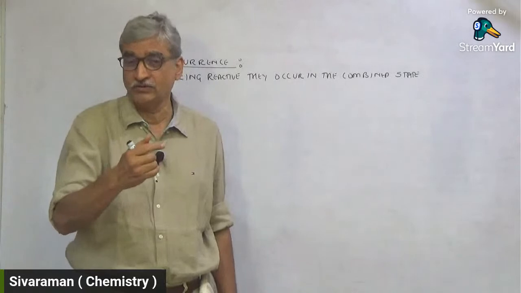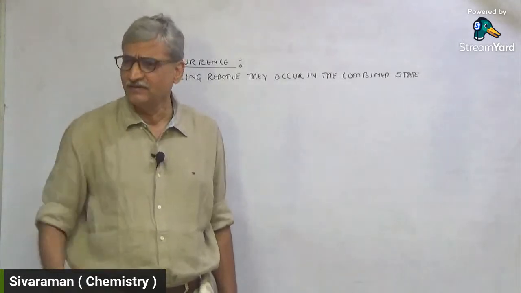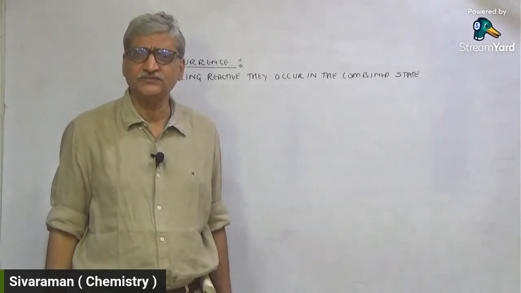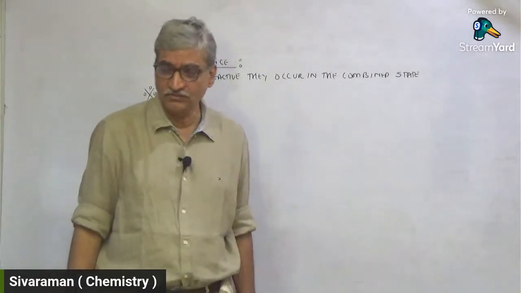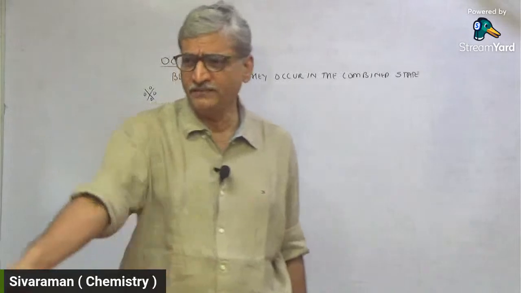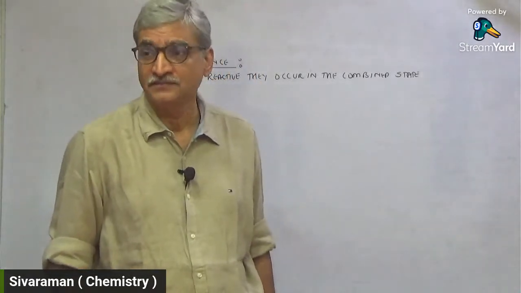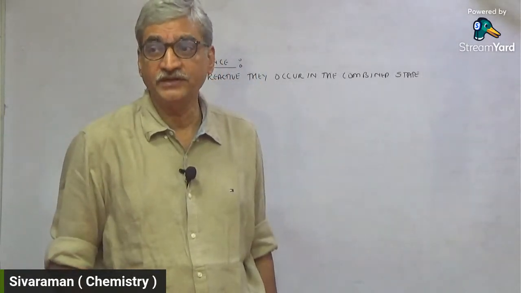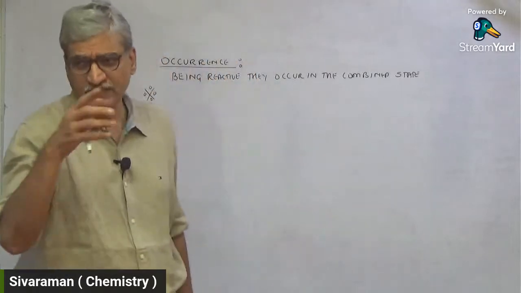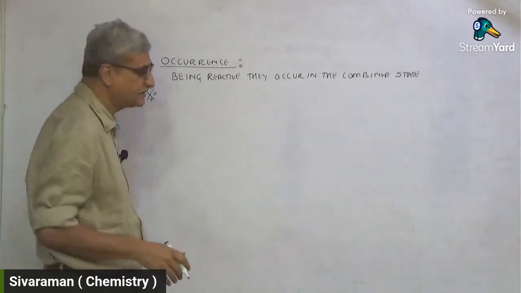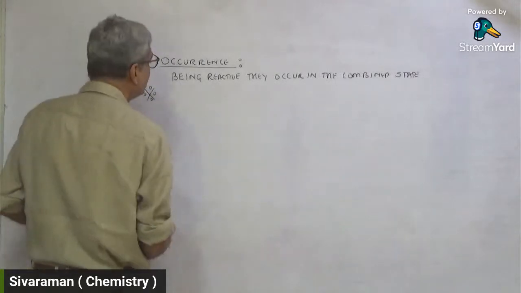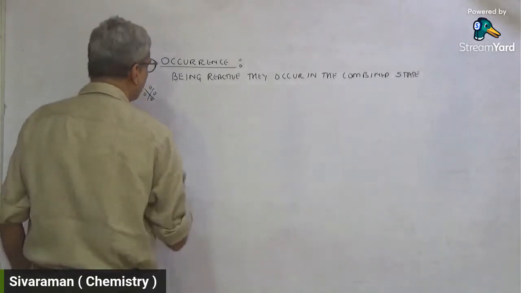Just like now, I told you chlorine, it's very simple. We just did electrolysis of sodium chloride, the Downs process. We got sodium and chlorine separate, but not in the case of fluorine. How they did it is a different story. In fact, the method is called Moissan's method only. So now what happens? Being reactive, they occur in the combined state.